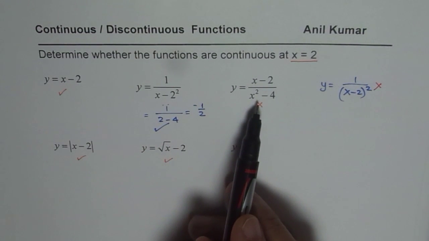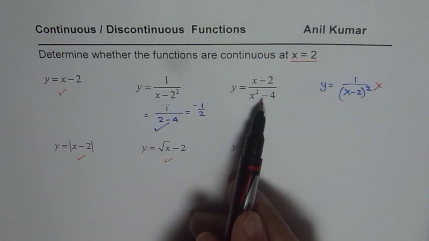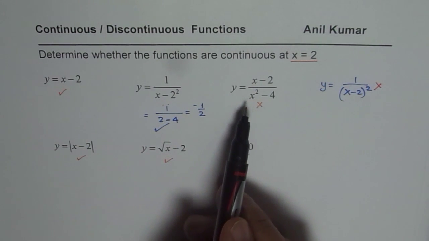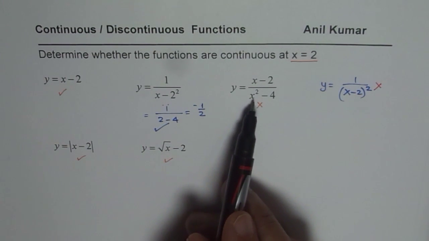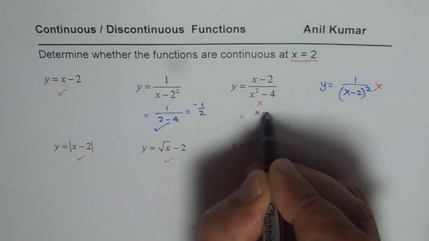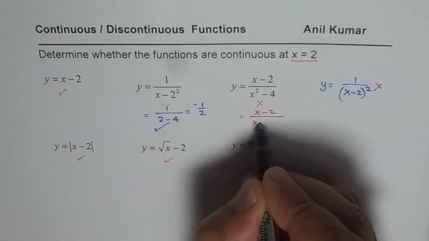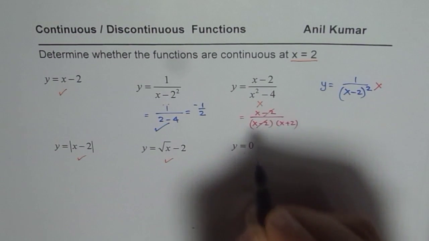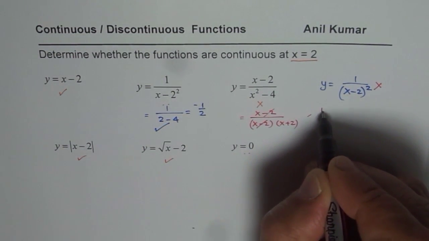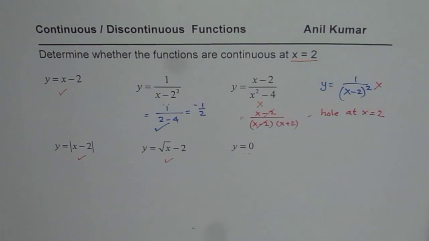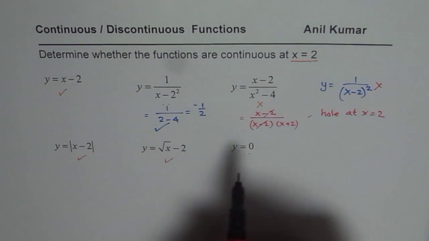Now the question for you is: what type of discontinuity do we have here? What type of discontinuity do we have? Okay, so that is kind of interesting. To find that, what we can do is write this as x minus 2 over x minus 2 times x plus 2. Now since they cancel out, that means we have a hole at x equals 2, right? So that is what it is. And we know these functions are continuous.